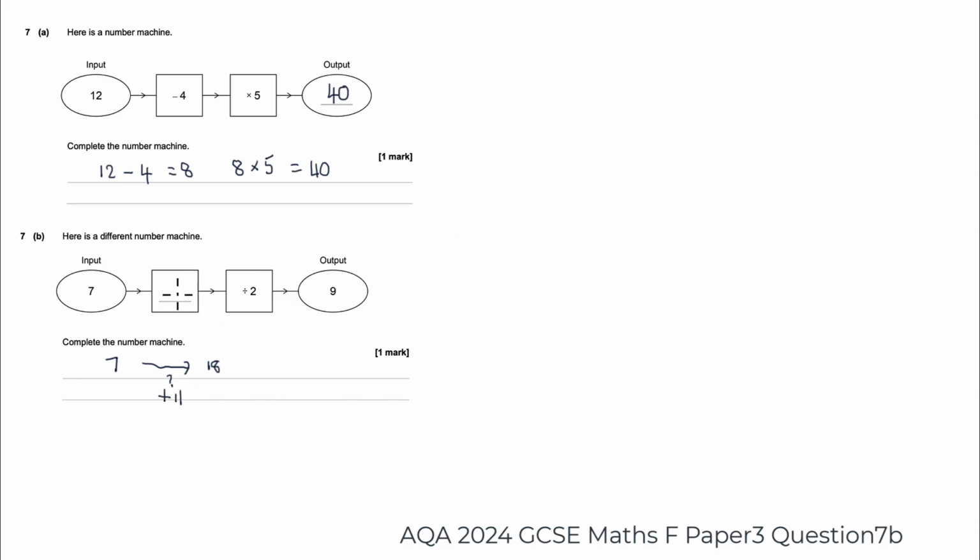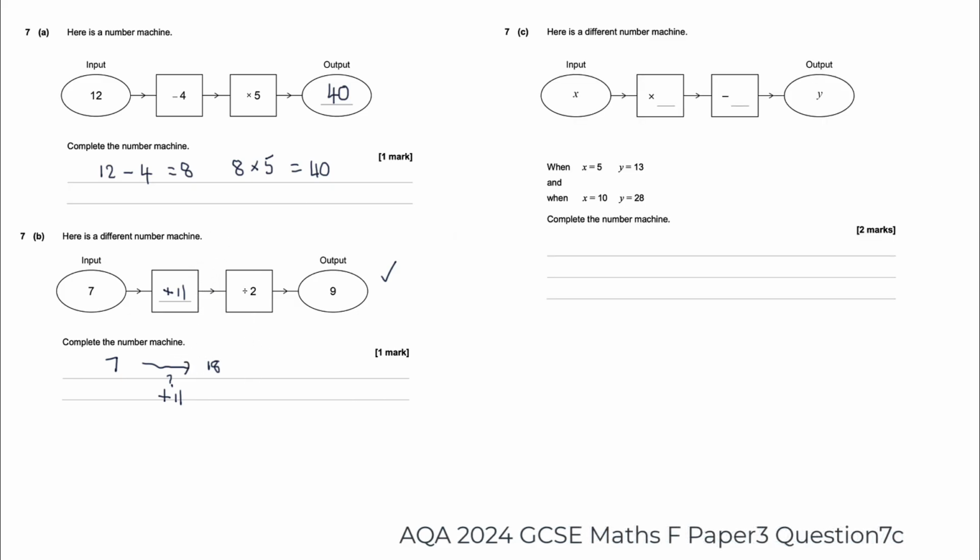So let's just check that. Start with 7. First operation, add 11. Well, we get 18. Second operation, divide by 2. That gives us 9. That's what we wanted. So there's that number machine completed.